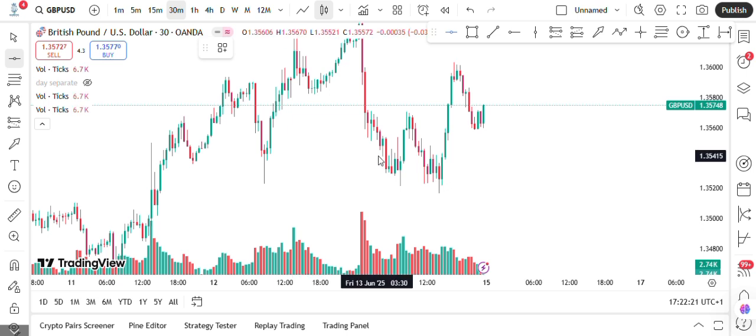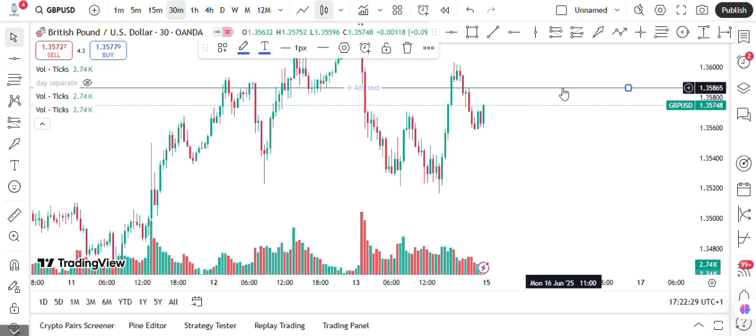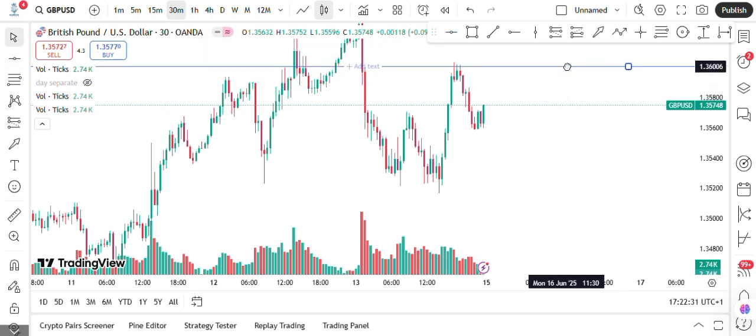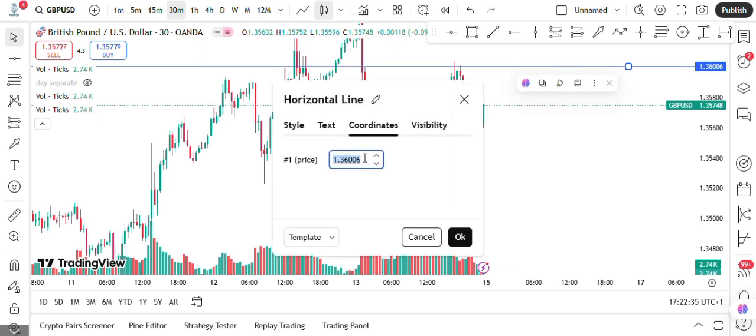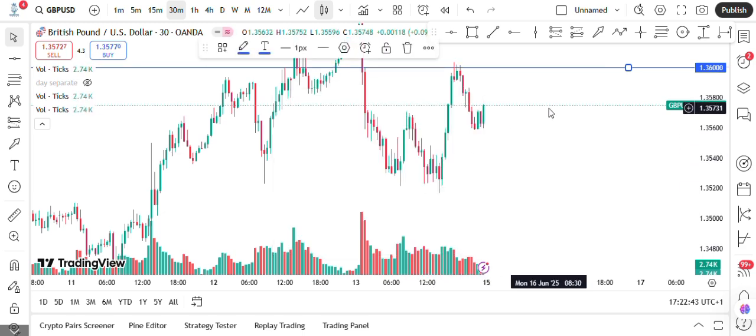Click on it and then you come on your chart. You can see 1.36000. You can place your psychological level there. For example, now you can bring it up here and tap on it twice and then modify it to make it very accurate. So we now have our first psychological level here.